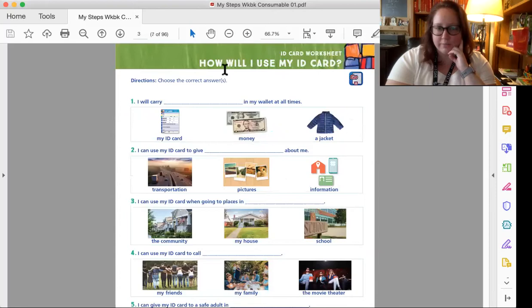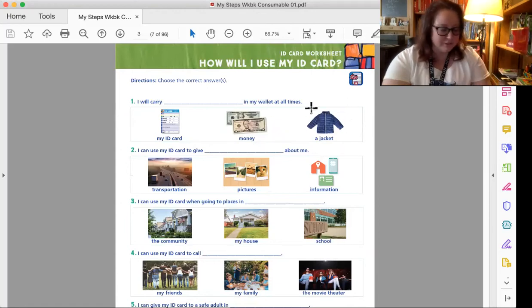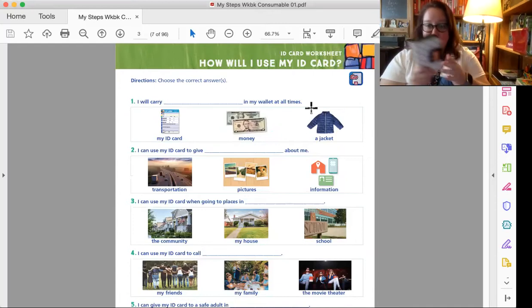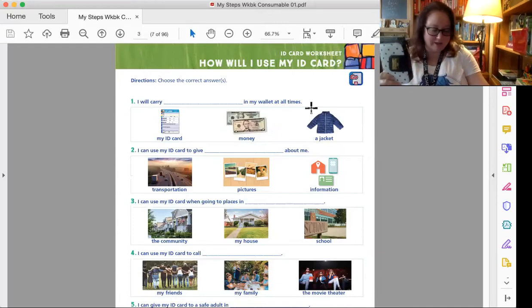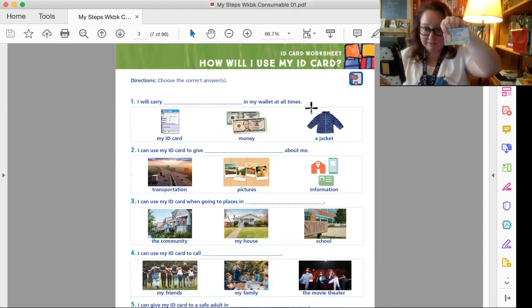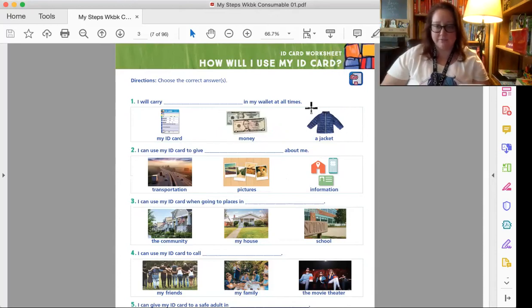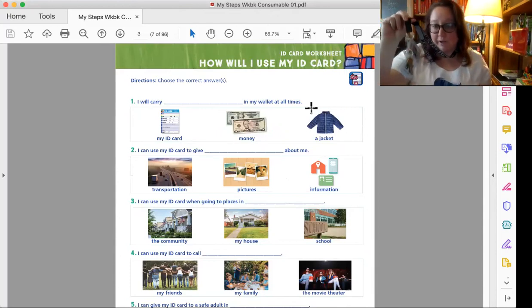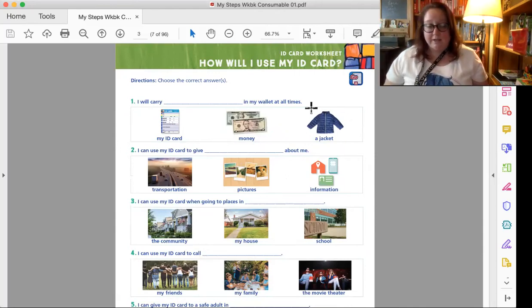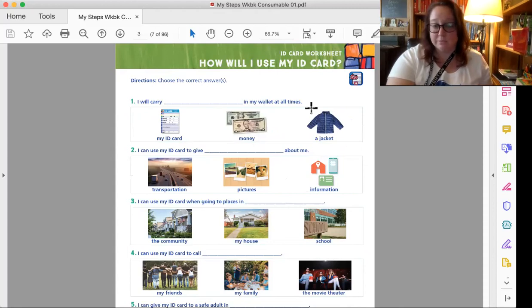And then here's your second page today. How will I use my ID card? I will carry blank in my wallet at all times. So remember, I have my wallet, and that's where I keep my ID. That's where my ID lives. My work badge goes on my keys, which goes with me to work all the time so I can get into the building. Okay, so choose the correct answers.